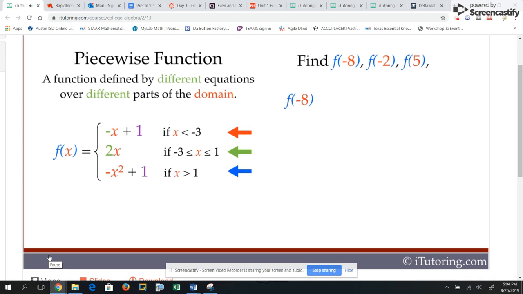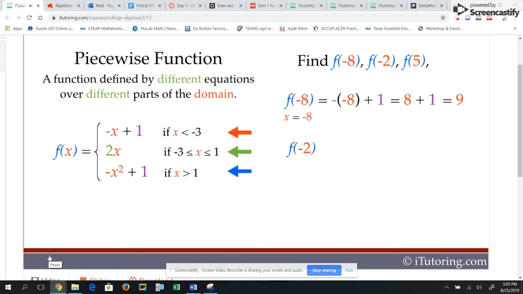First, for f of negative 8, here we have an x value of negative 8. We'll want to determine the domain where x is negative 8. This is in our top domain where our function is defined as negative x plus 1. So f of negative 8 becomes negative negative 8 plus 1. We can simplify this to get 8 plus 1, which is equal to 9. So f of negative 8 is equal to 9.